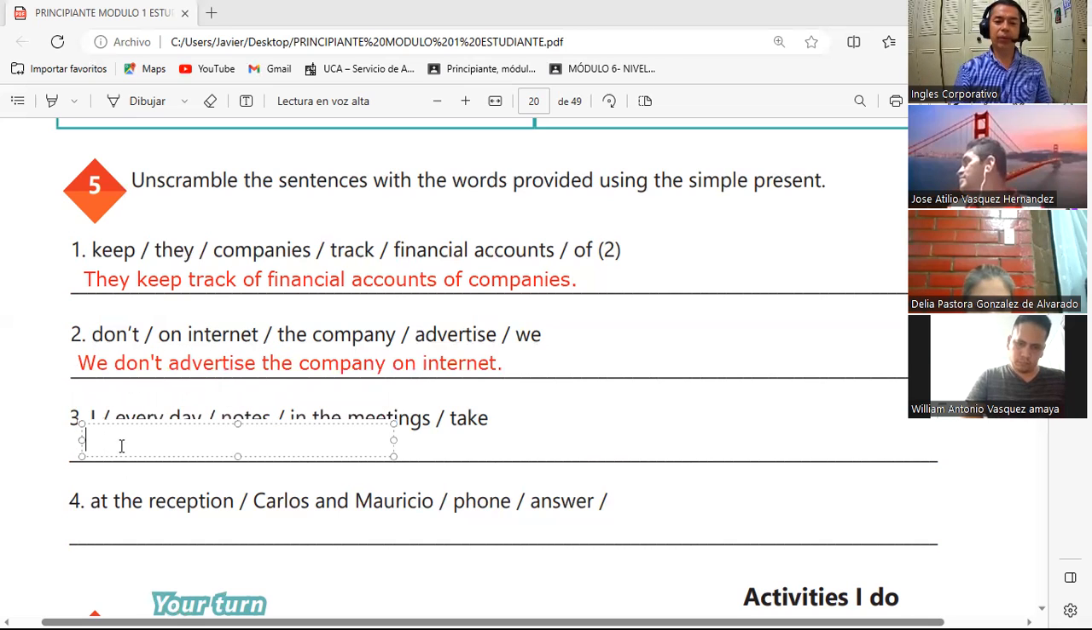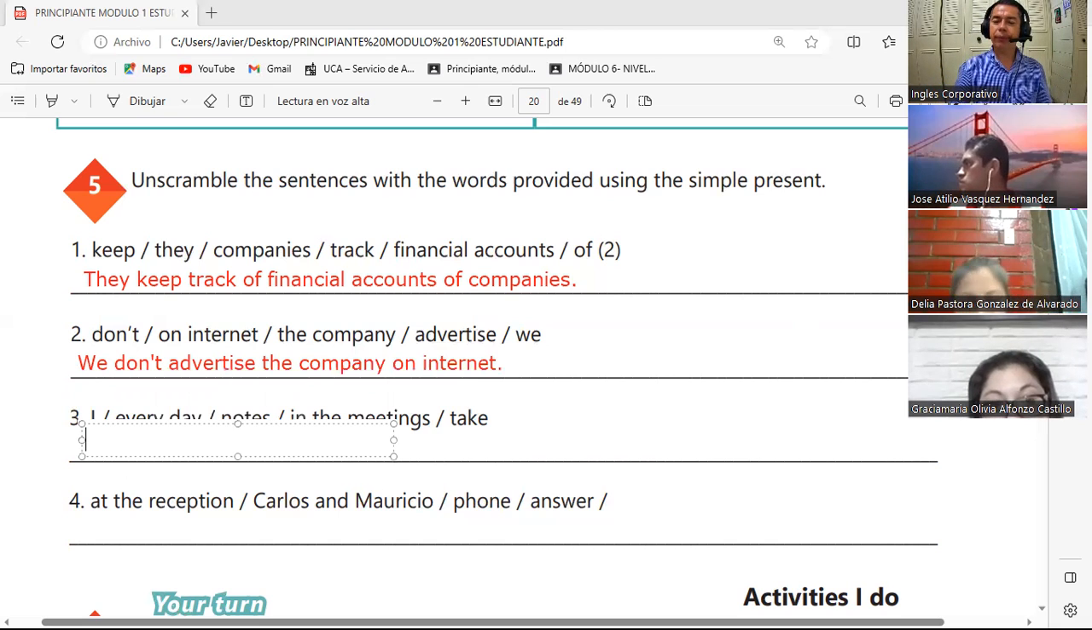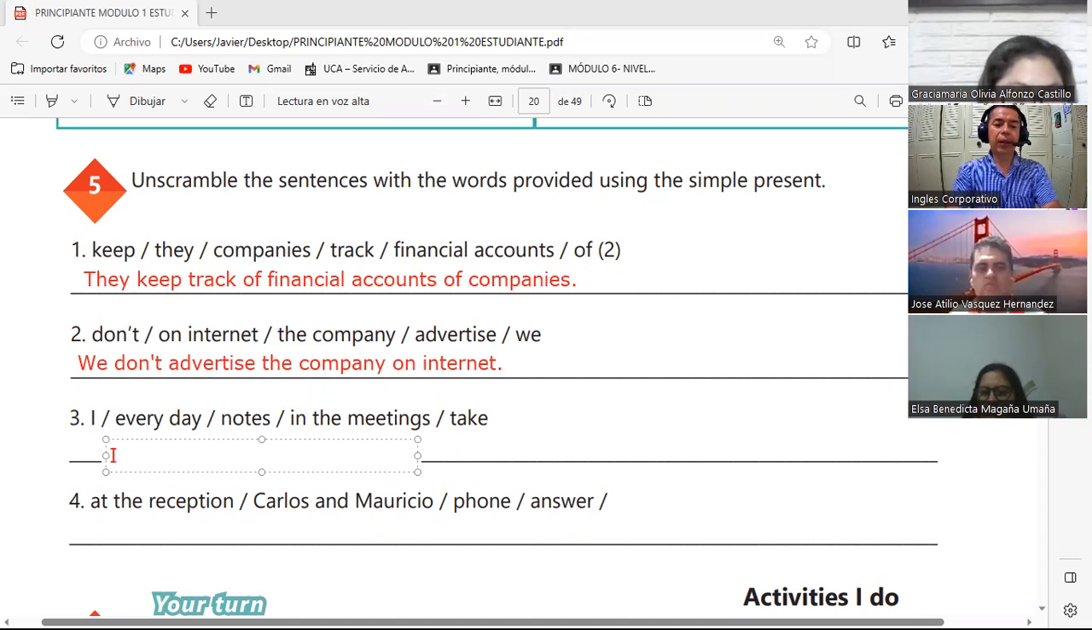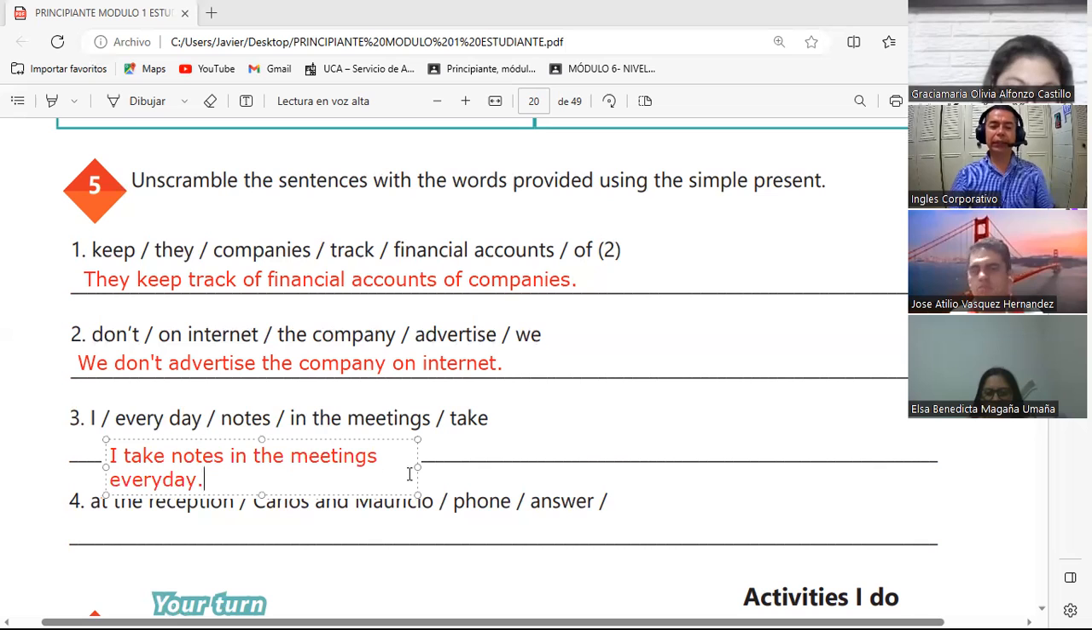Number three. Volunteers, number three. Thank you, gracias, María. I take notes in the meetings every day. Let's put every day at the end, if you like. So, I take notes in the meetings every day. My goodness, perfect.